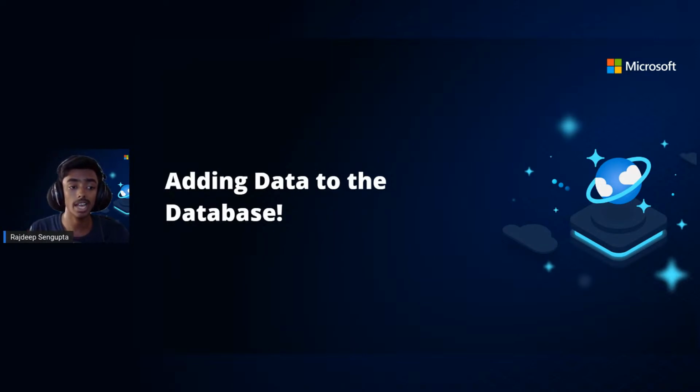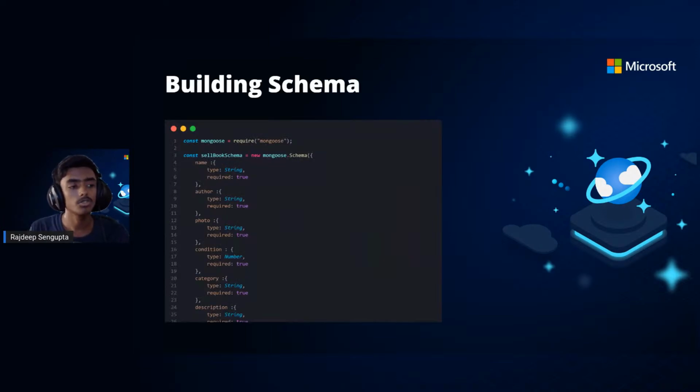Now let's see how we can add some data in the database. So first of all, we need to build a schema, and again I'm importing Mongoose in the first line. Then we are building a schema named SSL book schema, and this is the exact schema we used in our project named Bookly. So here we're simply using the Mongoose function, new mongoose.Schema, and specifying all the things we want. So here you can see the name, author, photo, condition, category, and all other stuff. I'm also marking whether the data is required or not.